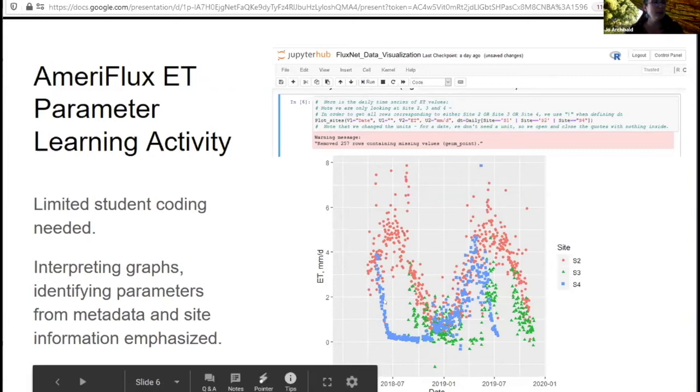What we want the students to be able to interpret from these types of graphs is why the patterns are different in these three sites. What information can they gather from the websites, background information, to be able to interpret that?